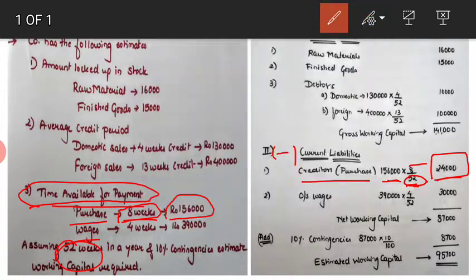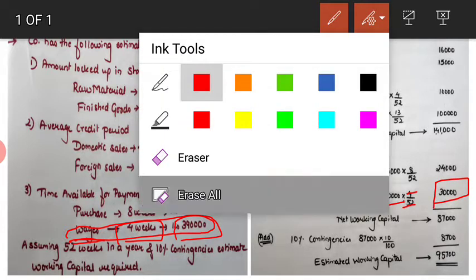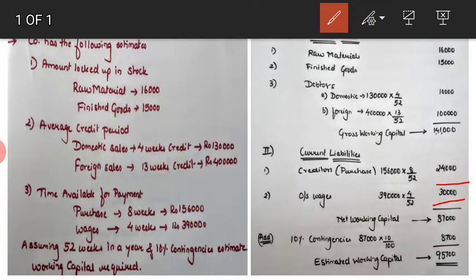Next, after creditors, next one is wages. Time available for payment of wages means they are outstanding wages. Outstanding wages again becomes a current liability. So what is the total outstanding wages? It is 3,90,000. But do we want the total? No, we do not want the total. We want it only for 4 weeks. So for 4 weeks it would be 3,90,000 into 4 divided by 52, which gives you 30,000. So we are done with creditors, we are done with wages.